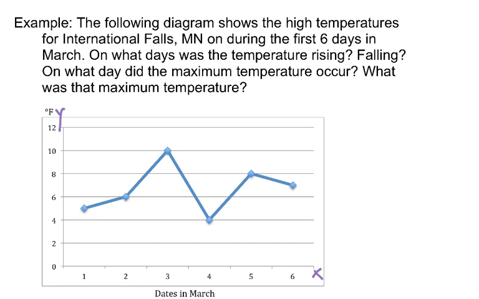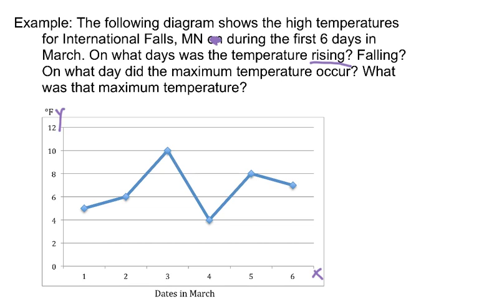The following diagram shows the high temperatures for International Falls, Minnesota during the first 6 days in March. On what days was the temperature rising, falling? On what day did the maximum temperature occur? What was the maximum temperature? Let's focus on the rising and the falling. These are more colloquial, non-math terms, but they definitely convey the idea of increasing or decreasing.